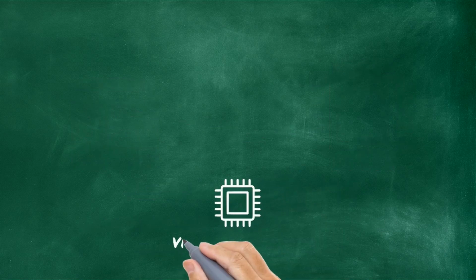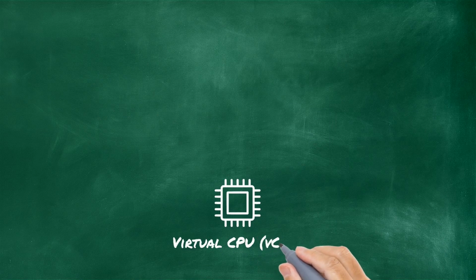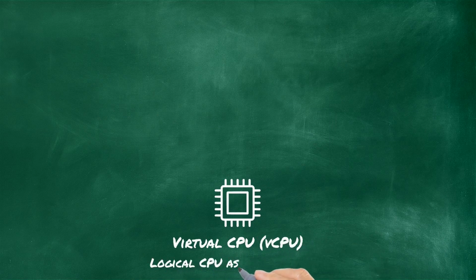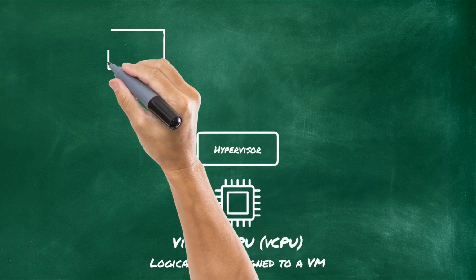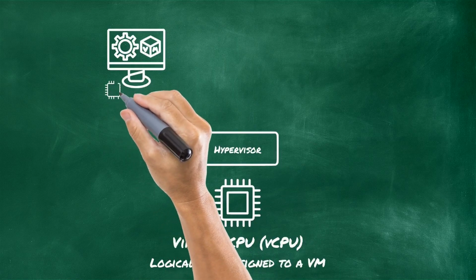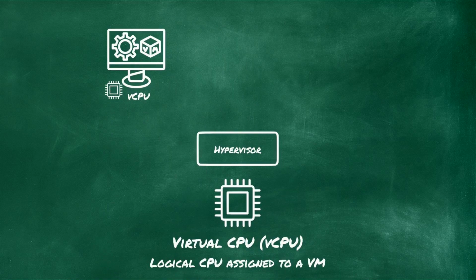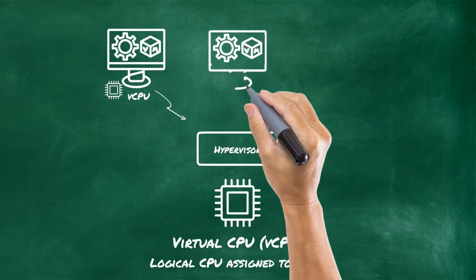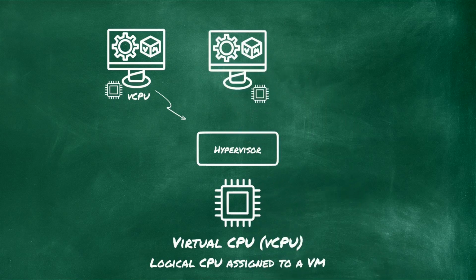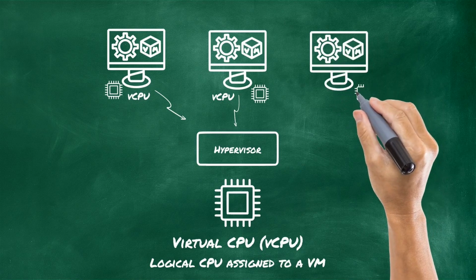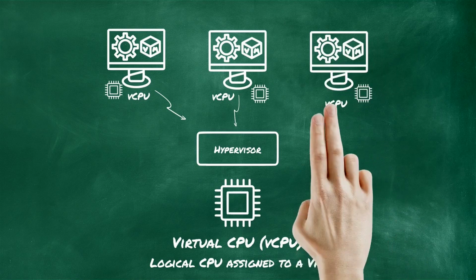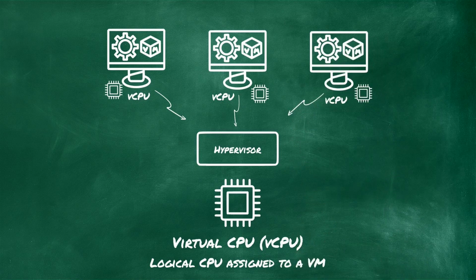When we introduce virtualization, things change slightly. Instead of assigning a physical CPU core directly to a workload, the hypervisor creates something called a virtual CPU. A vCPU is a logical CPU assigned to a virtual machine. It represents a share of processing power that the hypervisor schedules onto physical CPU cores.